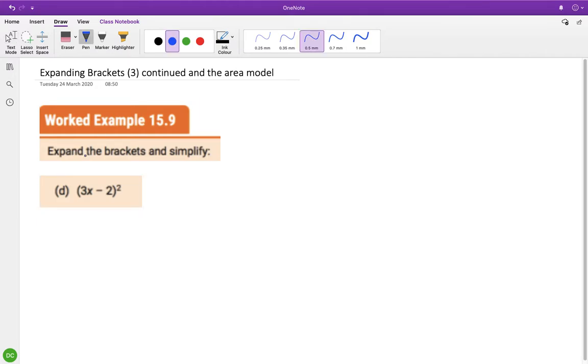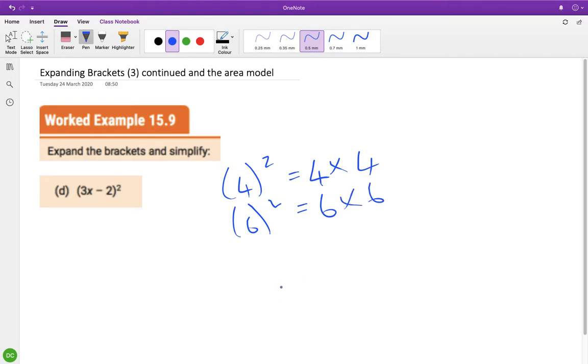Okay, so expand brackets and simplify. This is the same example I did the other day, except I didn't do part D. Okay, so when it says 3x minus 2 to be squared, when they use a power, we know that 4 squared means 2 4s and you multiply them, or 6 squared is 2 6s and you multiply them. So you use the same concept here.